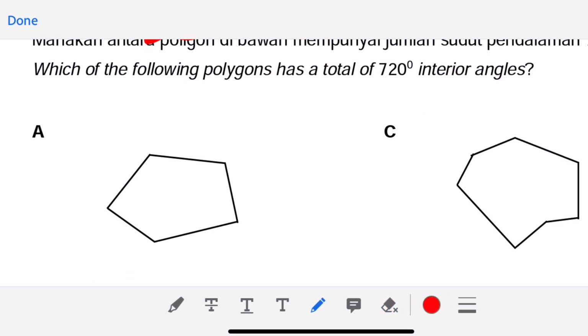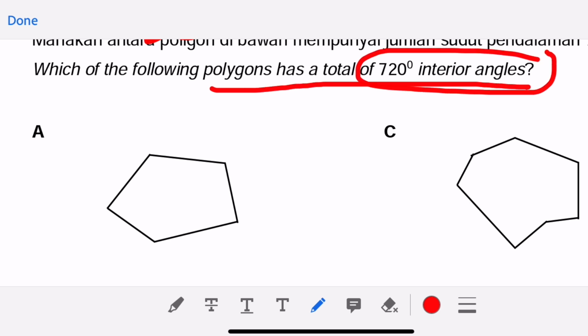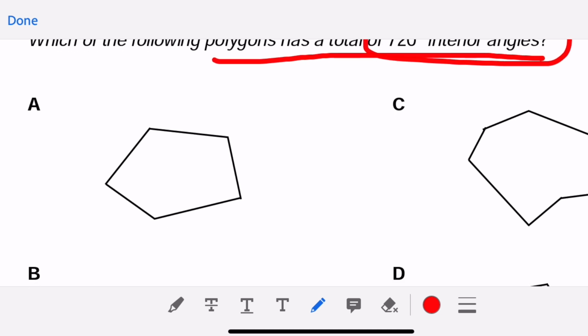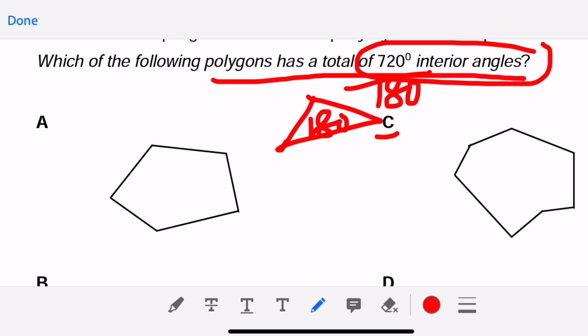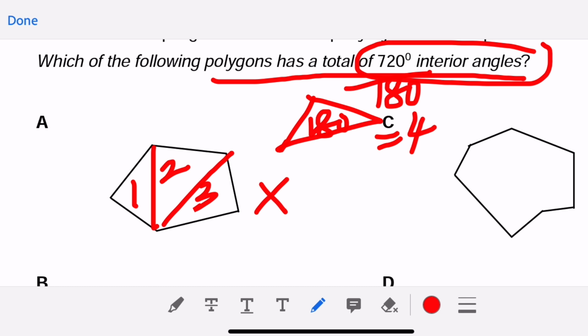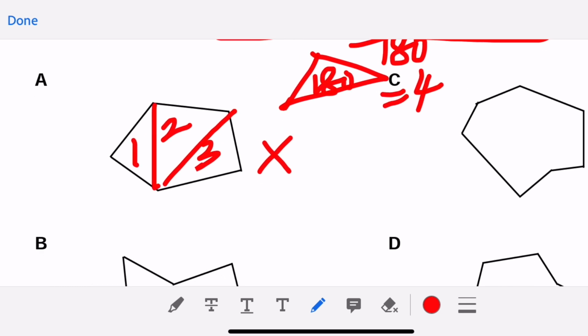Now let's see this question. Which of the following polygons has a total interior angle of 720? Okay, let's draw the triangles. One triangle is 180 interior angle, right? So if you divide 720 by 180, you get 4, isn't it? That means you need 4 triangles. 1, 2, 1, 2, 3. So this is wrong. 3 times 180 is 540, the interior angle, right?